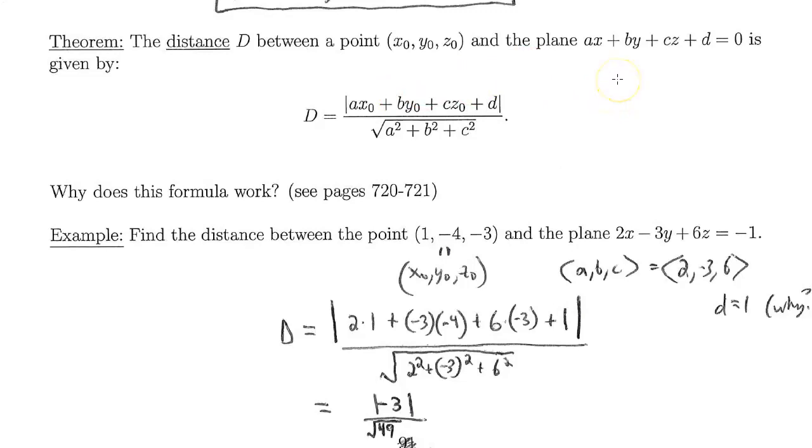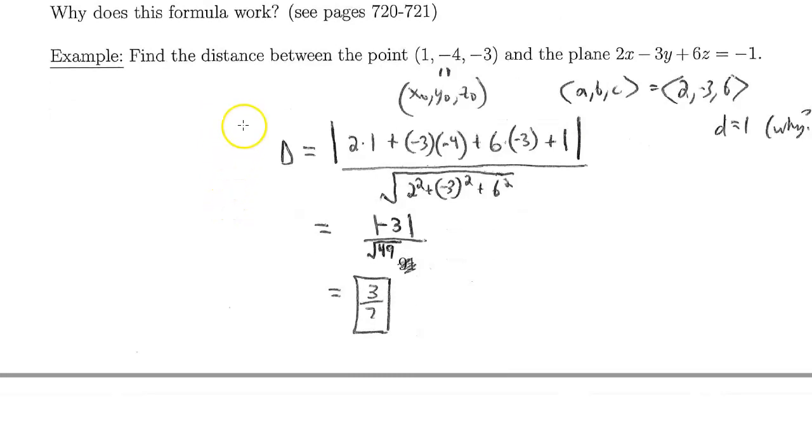Now again, you might wonder, what do you mean by the distance from a point to a plane? There's lots of different points in the plane. Well, there's one unique point in the plane that would be closest to that point, x naught, y naught, z naught. And so the question is, what is the distance between those 2 points? That's what we mean by distance from a point to a plane.